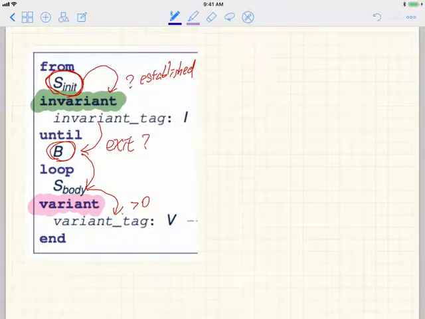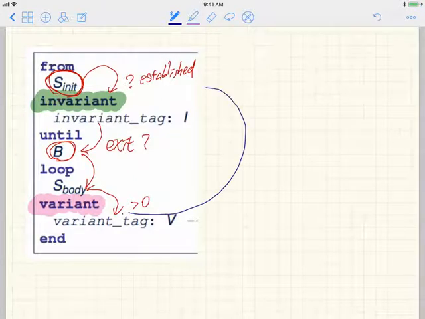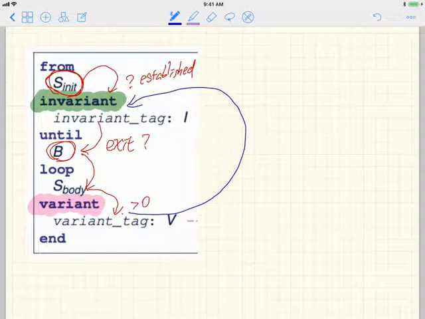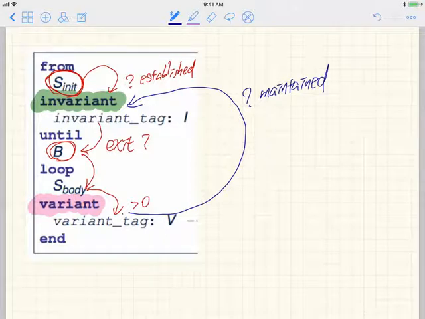Guess where we should go back? Should we go to the initialization or somewhere else? The invariant, exactly, because it was established before the first iteration. We want to make sure it is maintained after the first iteration. So after this, we're going to go back to this invariant over here. And then we want to know if the invariant is maintained or not. Let's say it's false, loop invariant violation. If it is true, that means it's maintained.